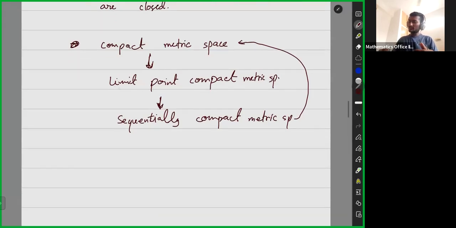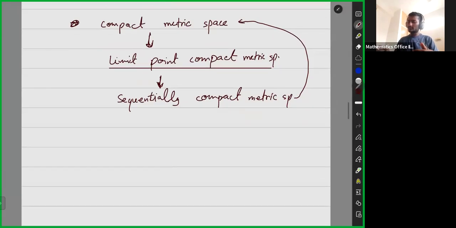Limit point compactness was basically that for every infinite set, there is a limit point of it inside. Sequentially compact means for every sequence we have a convergent subsequence inside it. So this equivalence, after this we are going to solve.